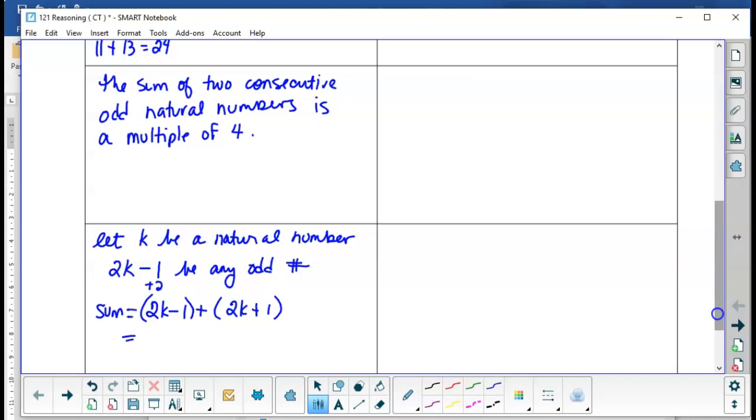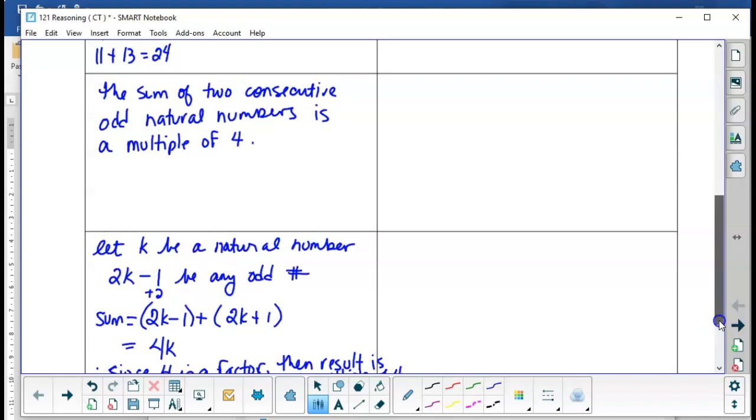So what's the sum there? That would be 4k. Minus 1 plus 1 is 0, so that's going to be 4k. And so a multiple of 4, you can see, so therefore since 4 is a factor, then the result is a multiple of 4. You just want to do it in the wording that you've used.